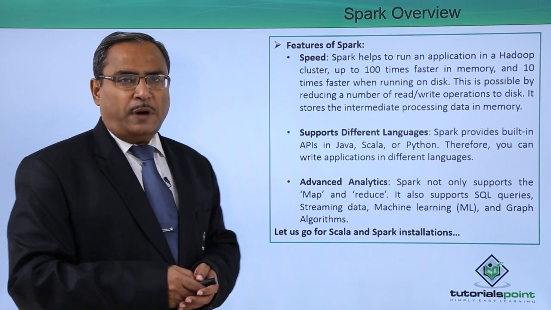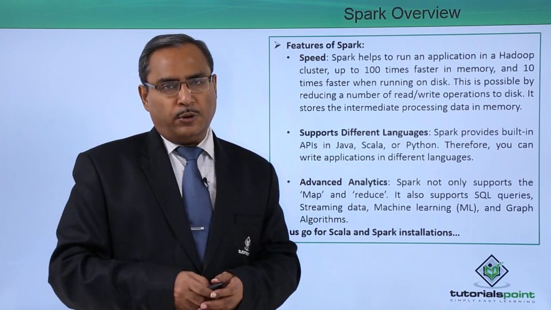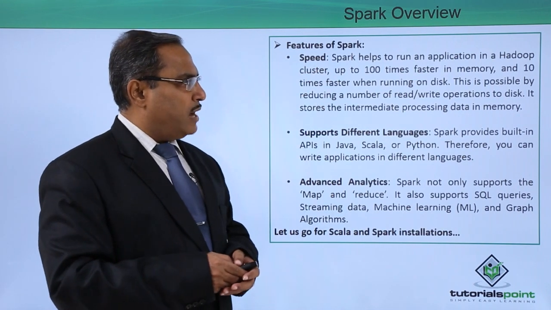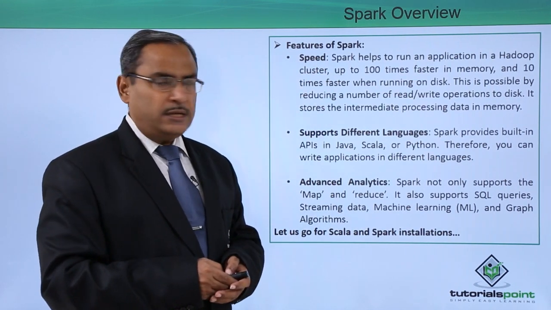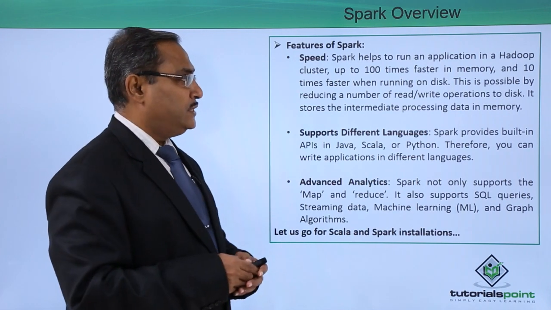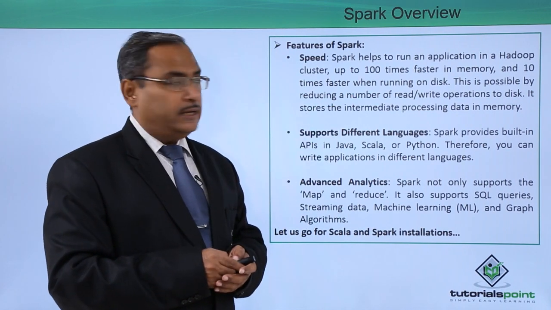Now, features of Spark. Why has Spark become so popular? Let us discuss its features. First one is speed. Spark helps us to run an application in a Hadoop cluster up to 100 times faster in memory and 10 times faster when running on the disk.